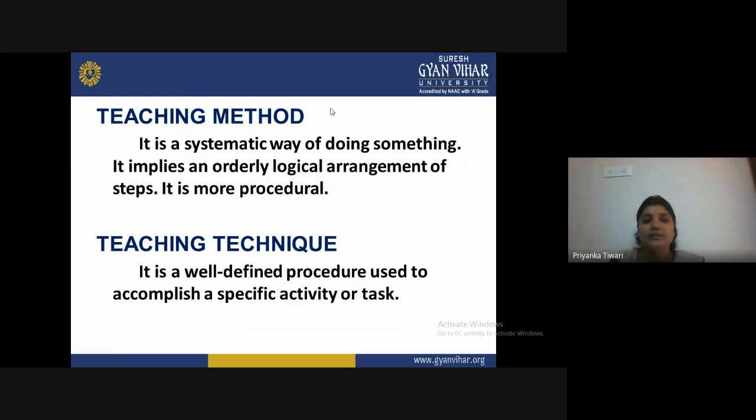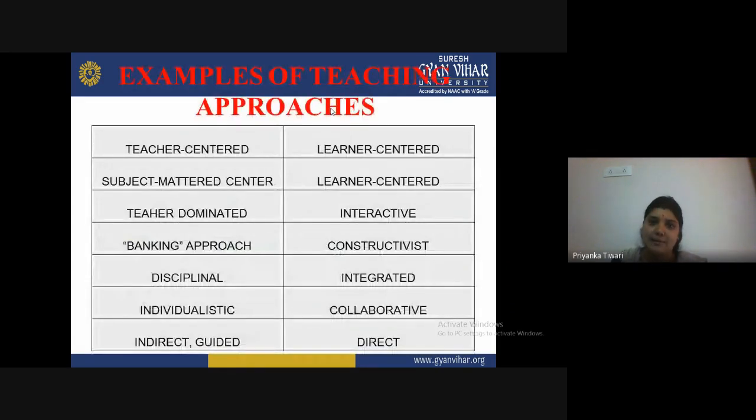Here we are discussing teaching techniques. In teaching techniques, it is a well-defined procedure used to accomplish a specific activity or task. If we discuss method in teaching, it is a systematic way of doing something. It implies an orderly, logical arrangement of steps. It is more procedural. Then after, examples of teaching approaches. These are some examples in teaching.